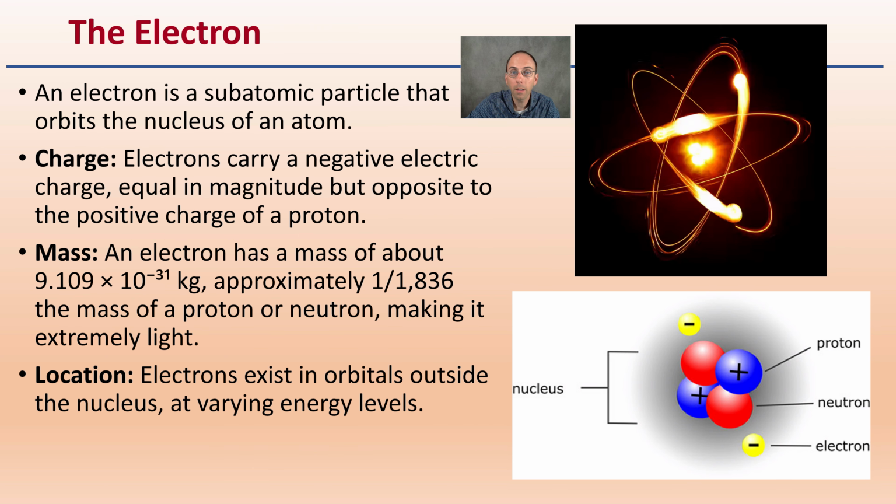Now the electron, it's another subatomic particle that orbits around the nucleus, as you see here, shown by what looks like light going around. Electrons do carry a negative electrical charge, equal in magnitude, but opposite to that of the proton. The mass of an electron is very, very small, essentially 1 over 1,836 of a proton or neutron, making it extremely light, so a lot of times neglected in most simplified mathematical equations, and they orbit the outside of the nucleus on varying energy levels.